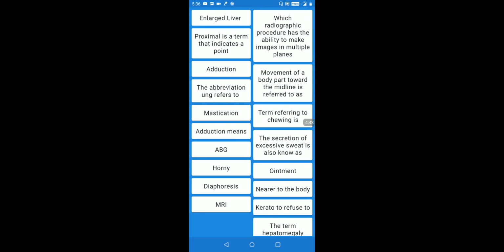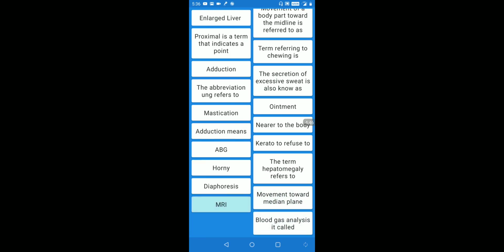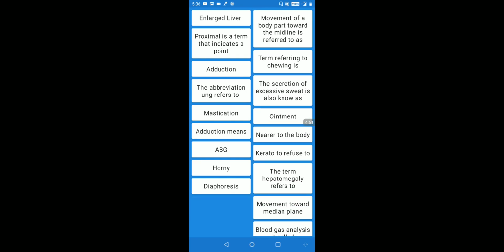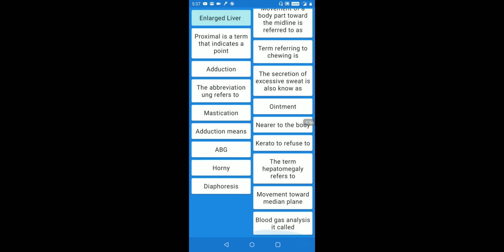In case you want to know what I study, I study surgical tech. Normally I press repeat cards, but I just want to show you some more of the ones that I have to do. I remember MRI is radiographic. Okay, enlarged liver. Which one was this? Enlarged liver, oh, hepatomegaly.